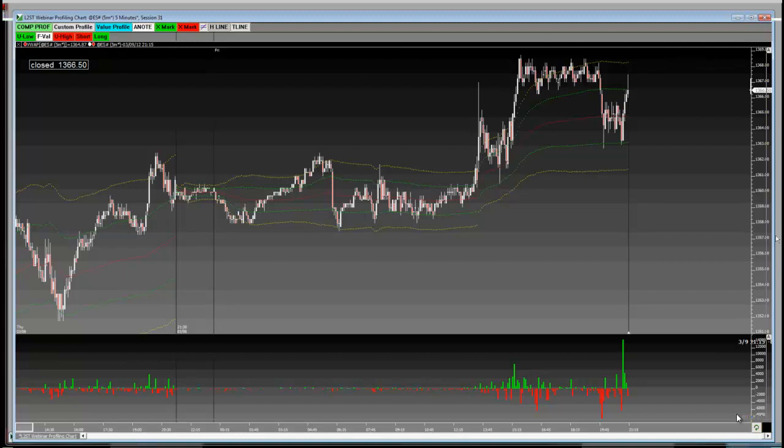This is not a system. It's not every time we get above the VWAP first standard deviation high, we sell. Every time we get below the VWAP first standard deviation low, we buy. Every time we get above value, we sell. Every time we get below value, we buy. Now, if you want to make it systematic, that's what you would do. Okay, but it wouldn't give you that much of an edge.